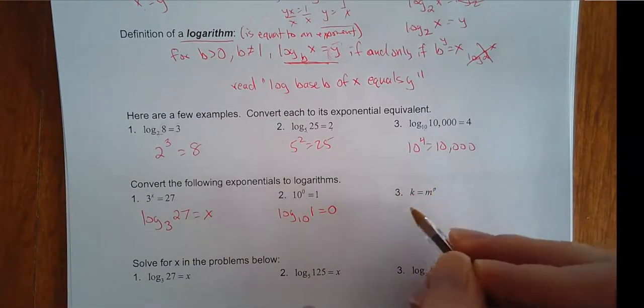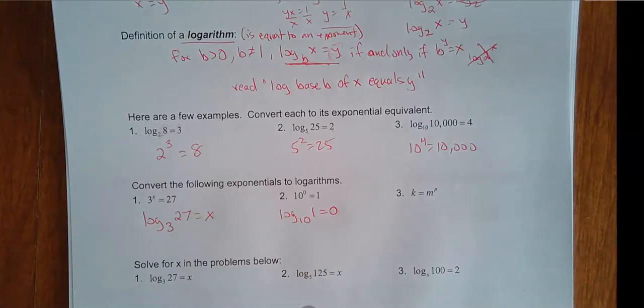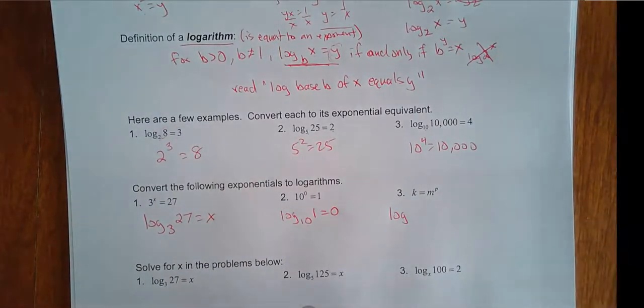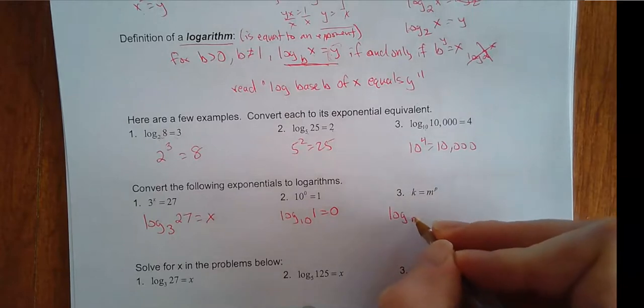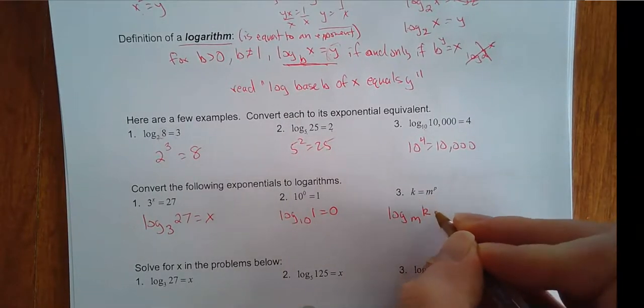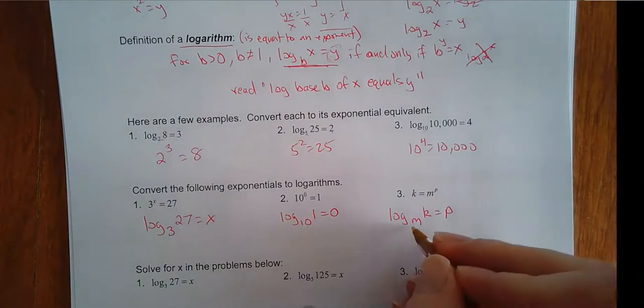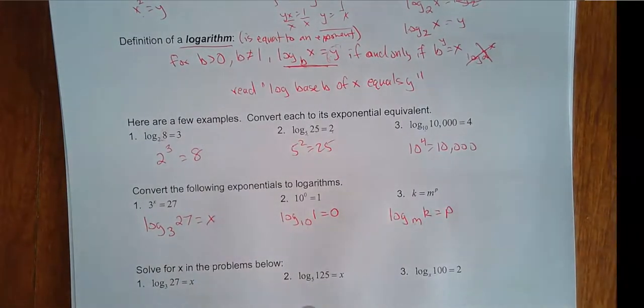Sometimes I like to do this on a quiz just to see if you really know what you're doing. That way you can't just plug stuff into a calculator and try to find a roundabout way of answering it. We want to know, do you really understand? So log, and what's the base? The base is m. The answer was k, and that equals p. Okay? So again, m's a subscript. Everything else is on a normal level line of writing.